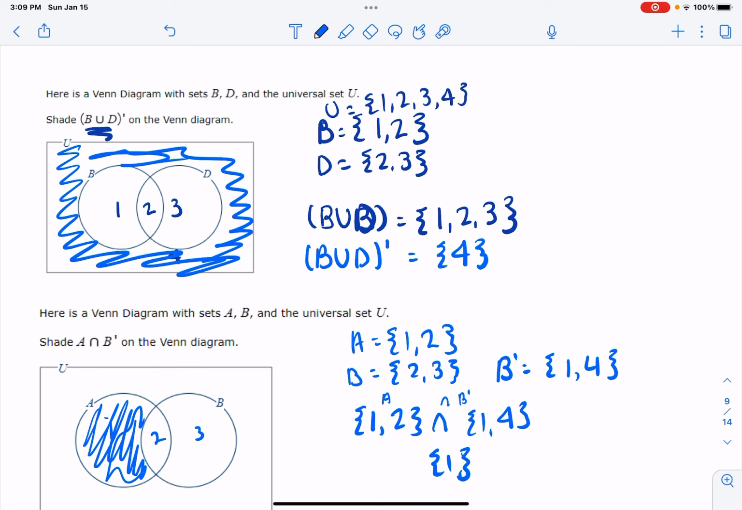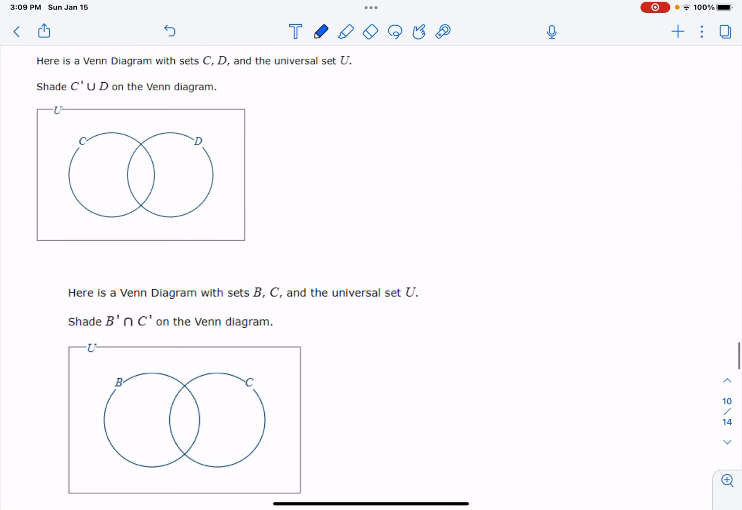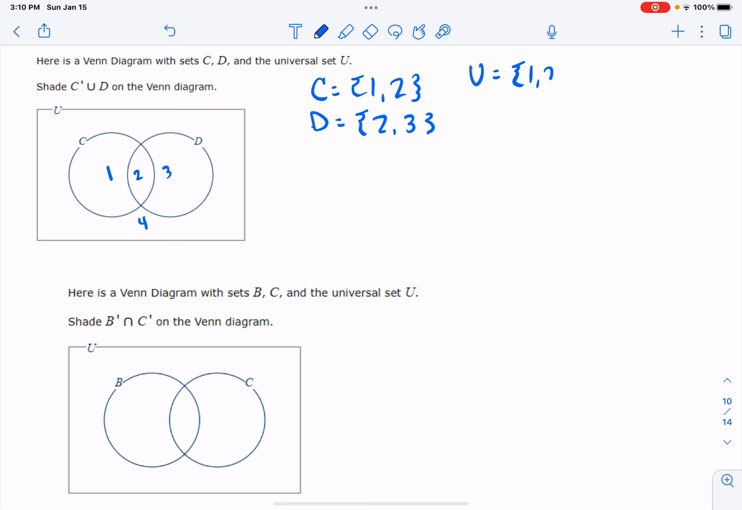Okay, I think the next one is some more examples. Yep. I have found over the years that students really struggle in this section, so I made sure that I included lots of examples. So 1, 2, 3, and 4. Set C would be 1 and 2. Set D would be 2 and 3. And of course, the universal is 1, 2, 3, and 4. I don't always put that because you can see that it is a given.